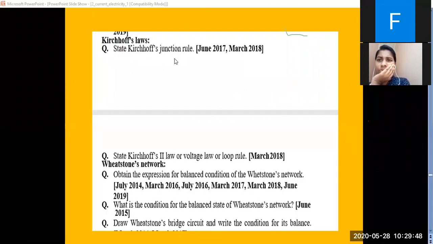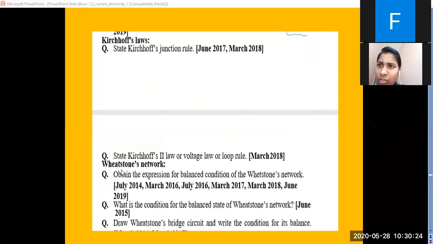The junction rule is Kirchhoff's first law. So just to confuse you, instead of asking you to state Kirchhoff's first law, they will ask you to state Kirchhoff's junction rule. The algebraic sum of the currents at any node is 0. You have to write that out. Your second question is: state Kirchhoff's second law, which we can call the voltage law, or the loop rule. The algebraic sum of the EMFs is equal to the algebraic sum of the products of current and resistance. That is the second law. So, first law and second law.